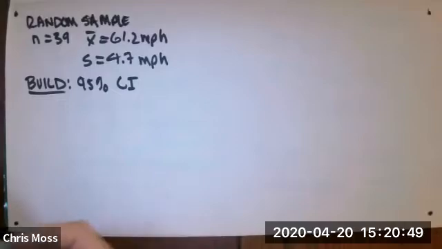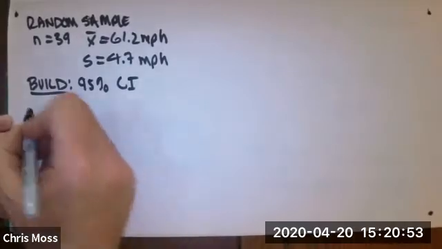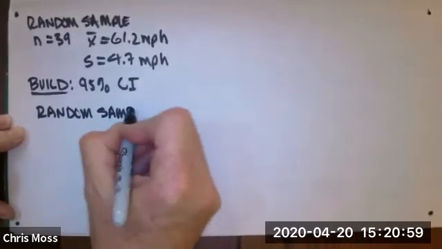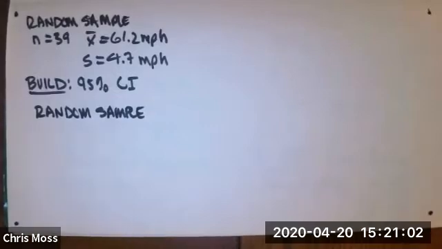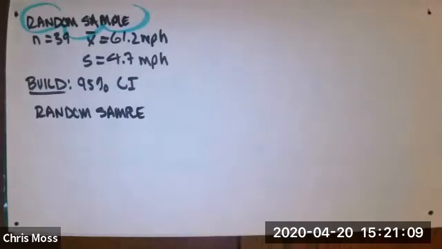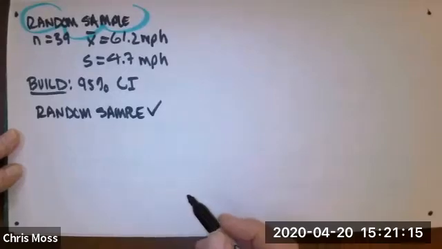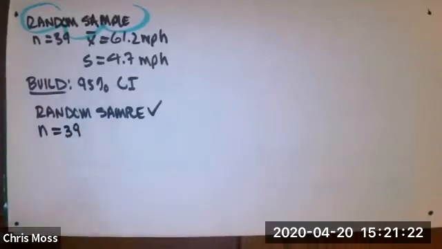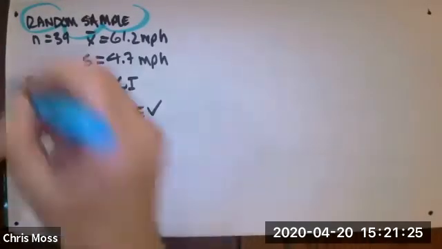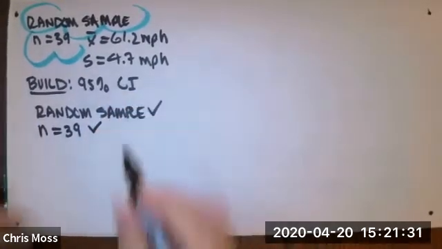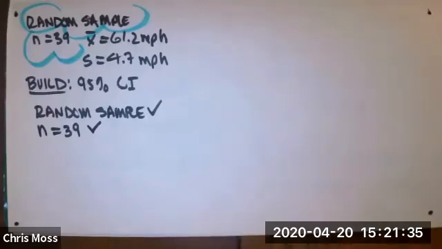Now, before I go through the keystrokes and build that, we need to check the requirements. Do I have a simple random sample? Is that the case? Simple random sample? Yes, I do. Either or, n greater than 30 or a normally distributed population. In this case, my sample size is n equals 39, which tells me that I've met the requirements for the construction of a confidence interval.